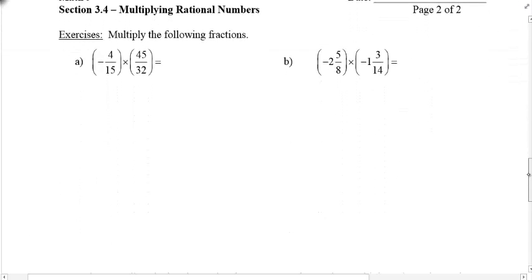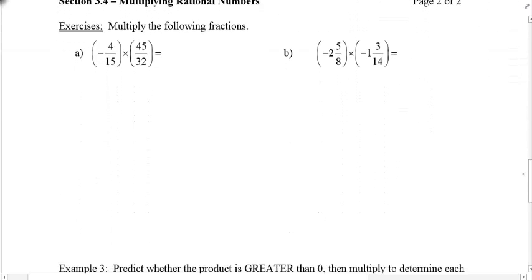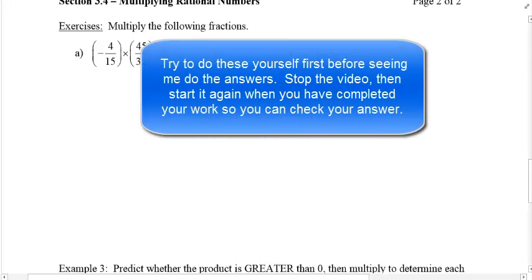So here are some exercises for you. Exercises mean I want you to do it. So go ahead and see if you can try these, and I'd like you to actually use the idea of cross-reducing too, because look, I see these numbers 45, 32, they're big, they're huge, and I'd rather you deal with smaller numbers. Okay, go for it yourself.